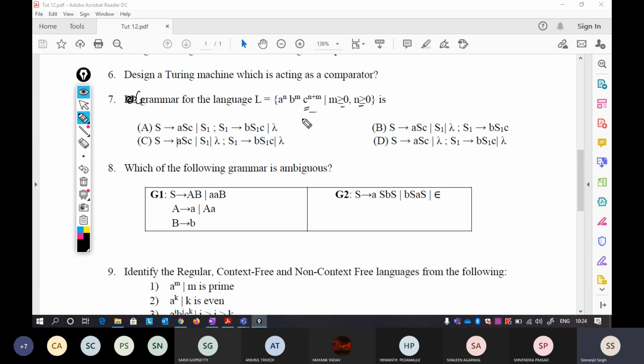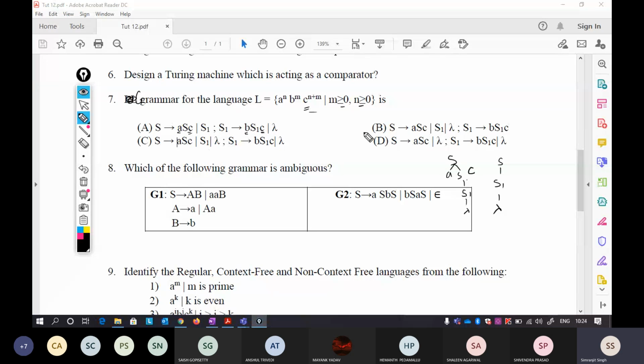So I think S tends to a S c, and then if you want to move further you can get to S1. So S1 can derive lambda. Again S tends to S1 can also derive the lambda. So lambda is there in the language. And understand what this language is doing. The number of a's and c's are equal, and the number of b's and c's are equal. I think that is fine here.